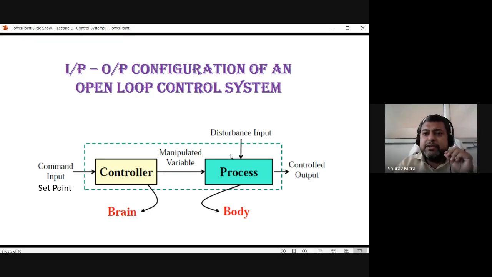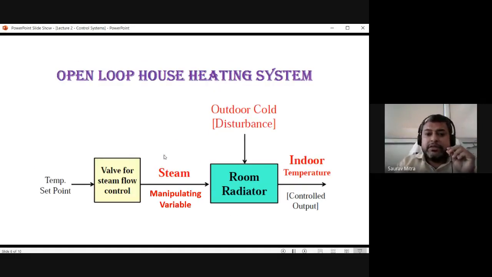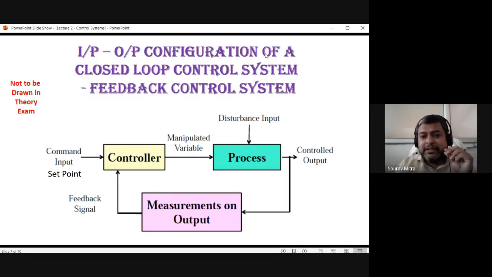Say we are controlling the room temperature very properly. Suddenly there is a huge heat wave outside that will change the process dynamics. If there is a sudden impulsive or some kind of process disturbance, that will change the whole process dynamics, come at the output, and affect the controlled output. So this is actually an open loop control system. You can see the disturbance here.